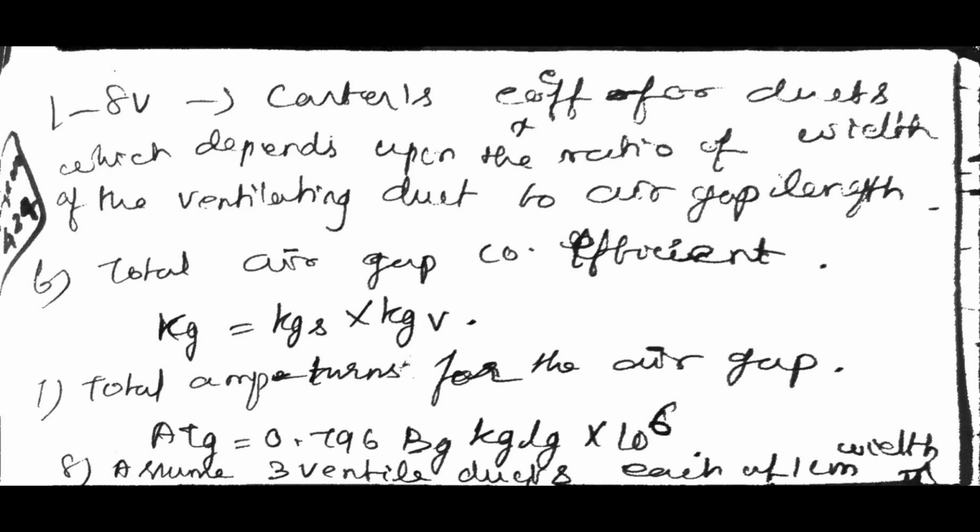Procedure for calculating the ampere turns for the air gap using Carter's coefficient. Fifth step, 1 minus del v is Carter's coefficient for ducts, which depends upon the ratio of width of the ventilating duct to air gap length. Sixth step, total air gap coefficient Kg is Kgs into Kgd. Seventh step, total ampere turns for the air gap ATg is equal to 0.796 Bg Kg Lg into 10 power 6. Eighth step, assume 3 ventilating ducts each of 1 centimeter width.